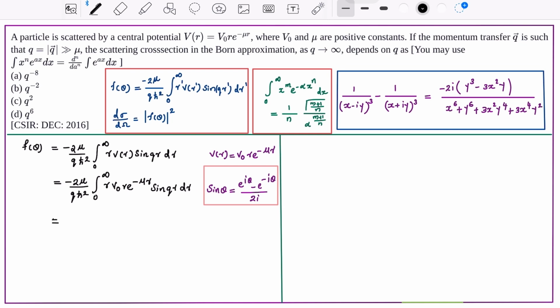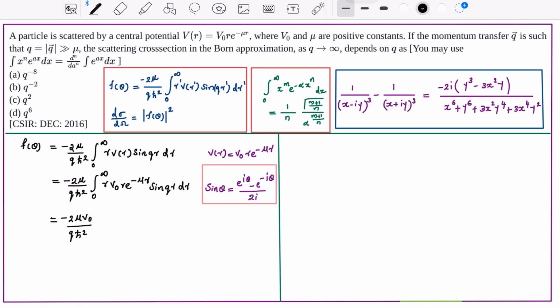So f of theta becomes minus 2 mu V0 by q h bar square integral 0 to infinity r square e raised to minus mu r. Then instead of sin qr, we can write e raised to iqr minus e raised to minus iqr divided by 2i, close the bracket, dr. 2 and 2 cancel. i comes in the numerator.